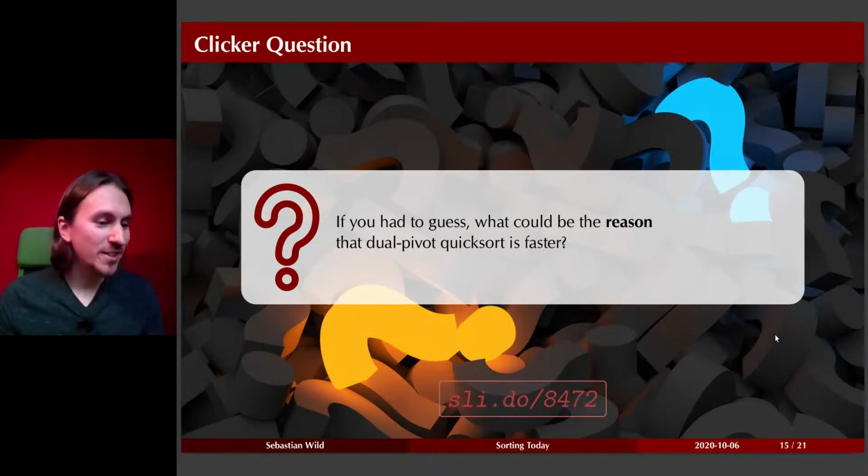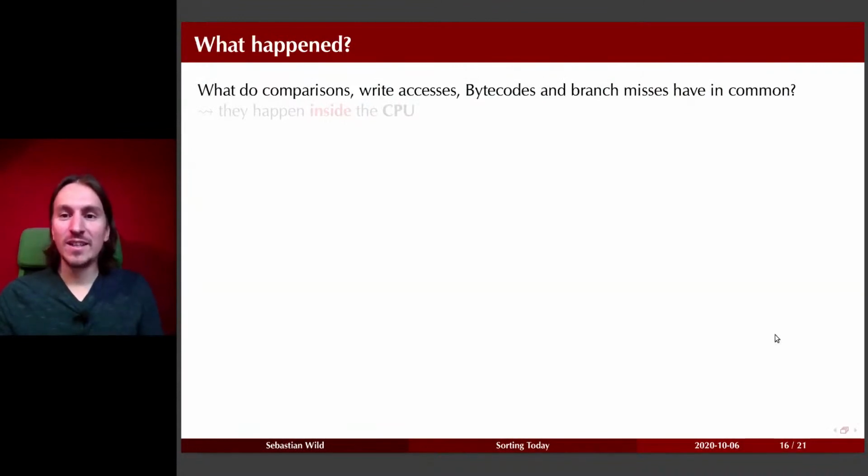I see very interesting suggestions. I don't think I've seen the exact right answer. We'll come to it. What happened? Comparisons, write accesses, the number of bytecode instructions, branch misses, all happens inside the CPU.